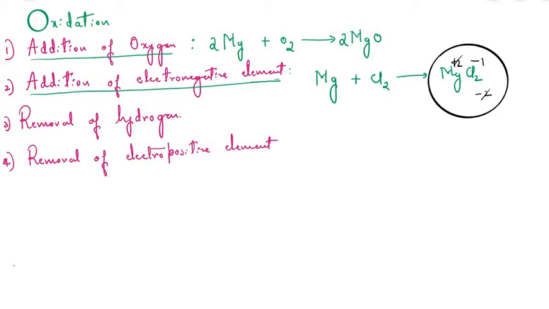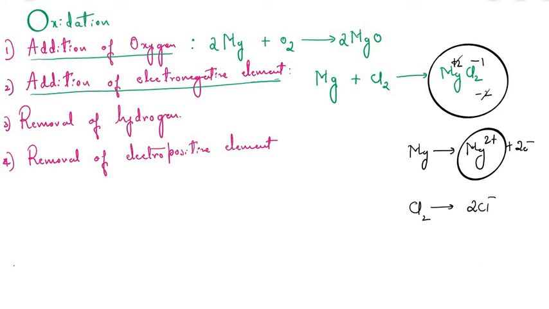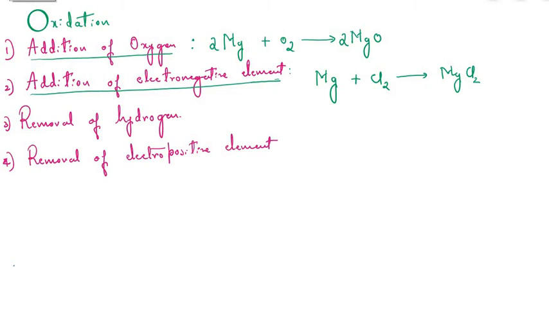And apart from that, we should remember magnesium has a tendency to lose how many electrons? 2 electrons. Magnesium forms Mg2+ plus 2 electrons, isn't it? So after losing 2 electrons, it becomes a cation, and we know that a cation can combine with an anion. Here, Cl2 molecule is going to gain how many electrons? 2 electrons. So it becomes 2Cl-. Mg2+ is going to combine with 2Cl- to form MgCl2, right?